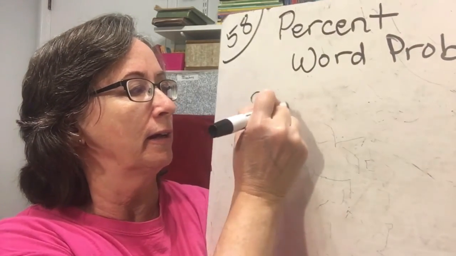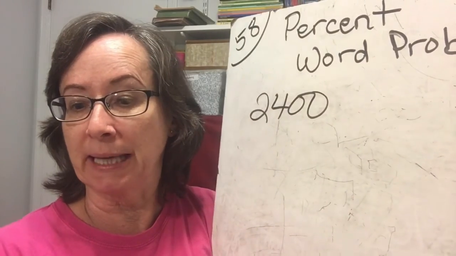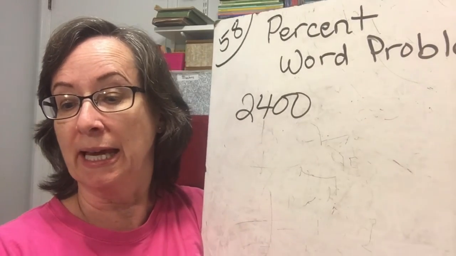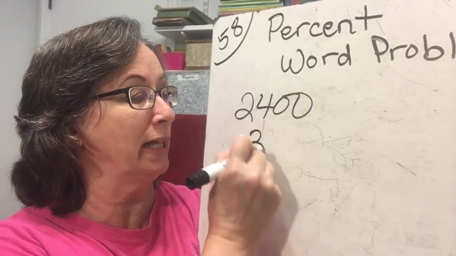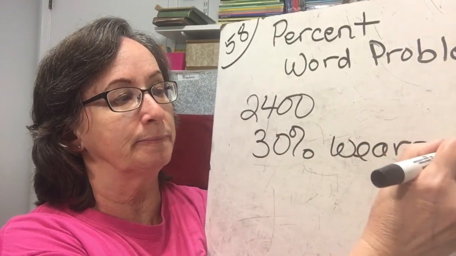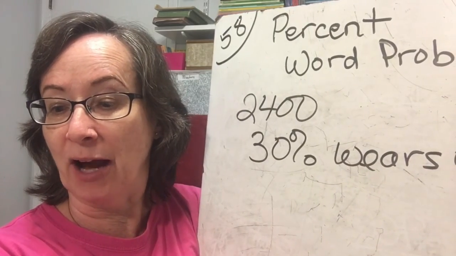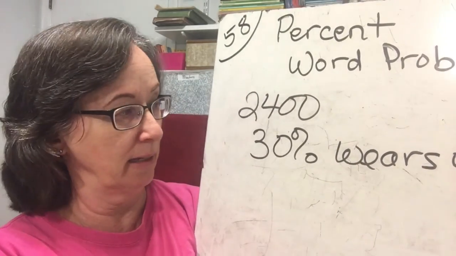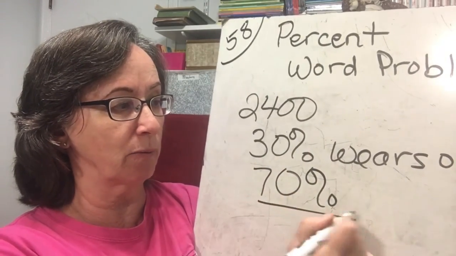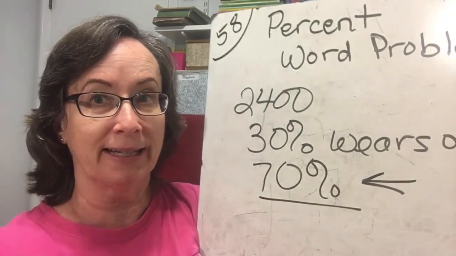Okay, first we're going to discern what we're looking for. It says Caesar's legion had an inventory of 2,400 thongs at the beginning of the year. Okay, it doesn't say at the beginning of the year, but that's kind of assumed. If they normally wear out, 30% wears out. Then they say how many pairs of thongs remain. So we want to know the 70%, don't we? This one right here is the question that we're trying to find out.